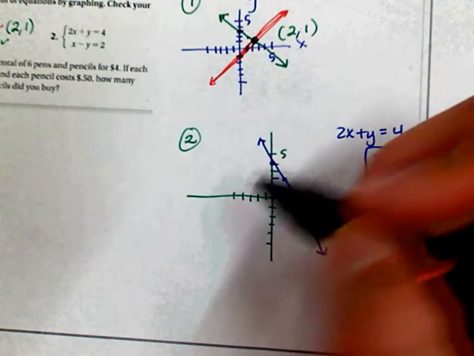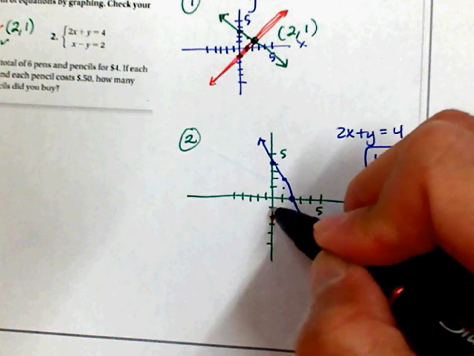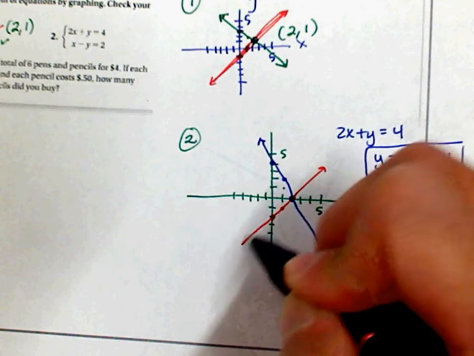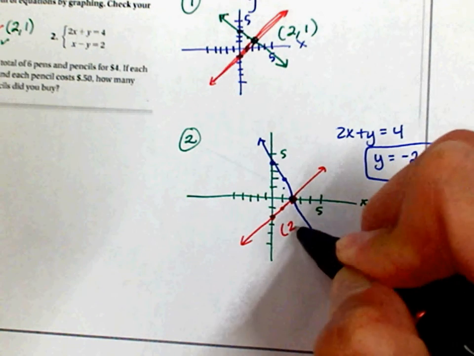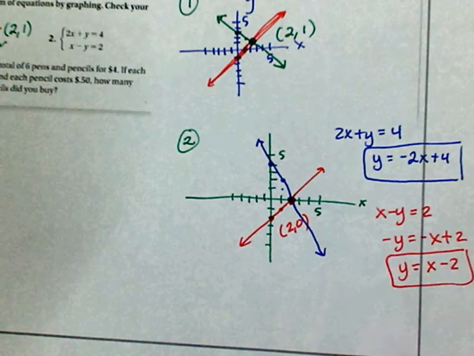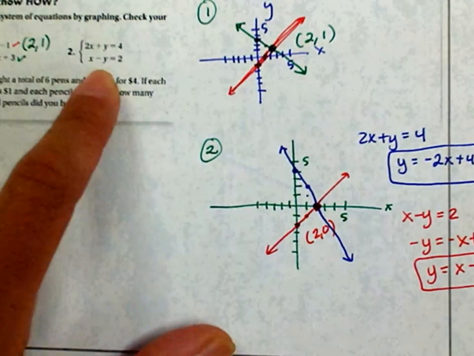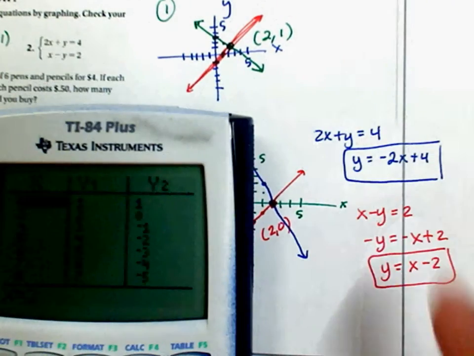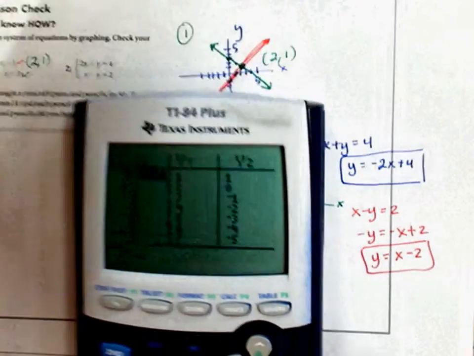So negative 2, 1 up, 1 over, 1 up, 1 over. And from here, I can tell that is 2, 0. Okay? So let's go ahead and check to see if it's the same. You guys ready? I'm going to type this part in. Here we go. I'm going to move this back a little bit so you can see.